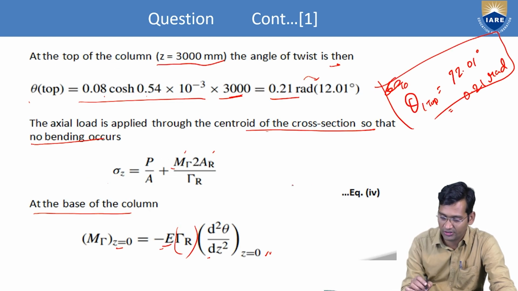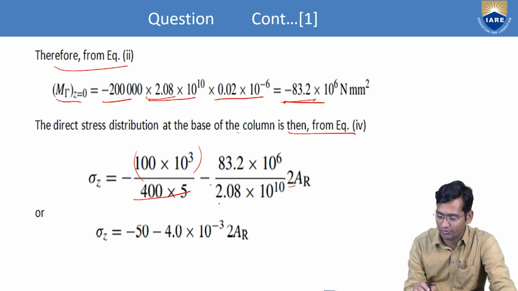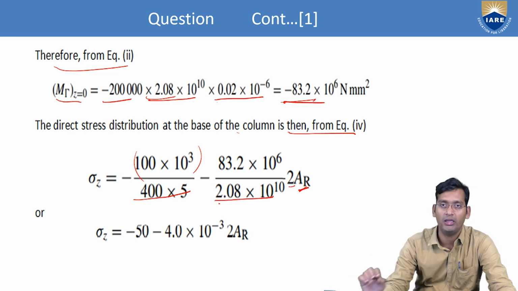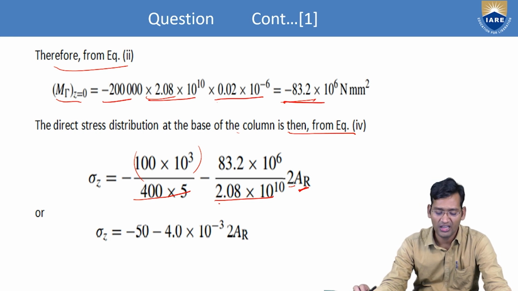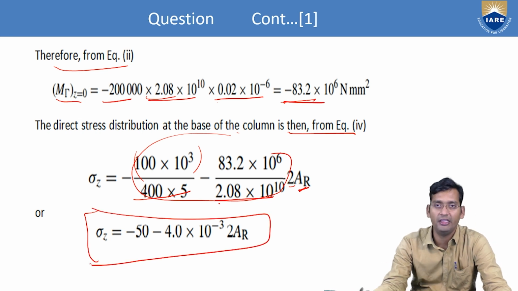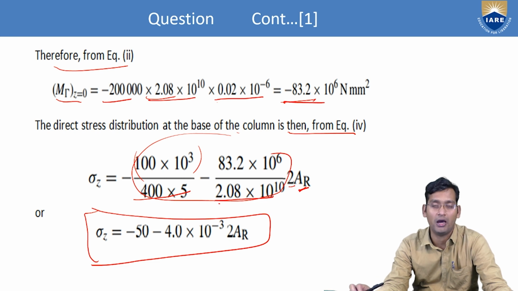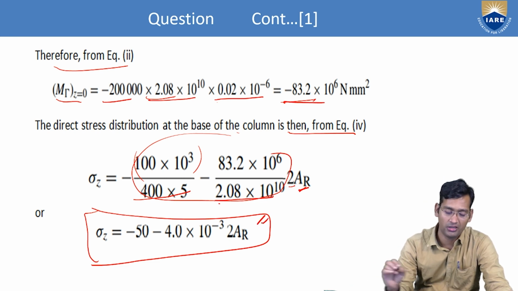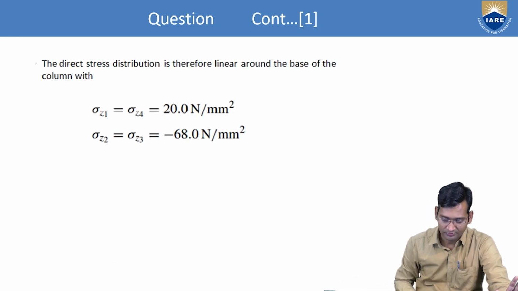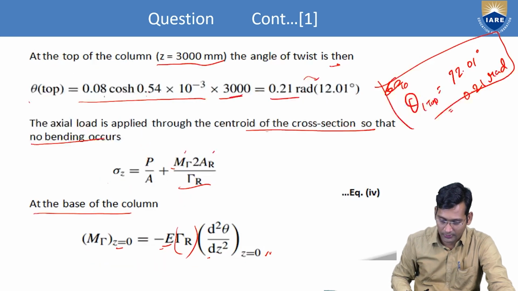Into 2AR, or just here, this tau is what we found as 2.08 into 10 to the power 10 into 2AR. Right. So from here, after simplifying this, what will we get? Sigma z equals minus 50 minus 4 into 10 to the power minus 3 times 2AR. Now the thing here is, once we know the 2AR, we can put it here and we will get the value of sigma z. Okay. So now just see here.